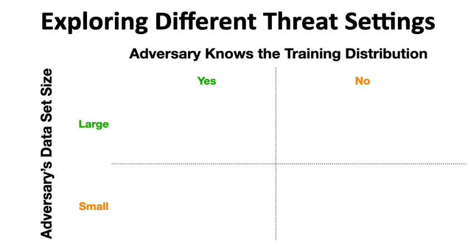In this work, we explore different threat settings based on the information the adversary has about the underlying data distribution. This can be broken into two levels. On the first level, the adversary may either know the training distribution or not. In the latter case, the adversary might instead have access to some other public distribution. On the second level, the adversary either has access to a large set of samples from the distribution or has a small sample set to train an attack model.